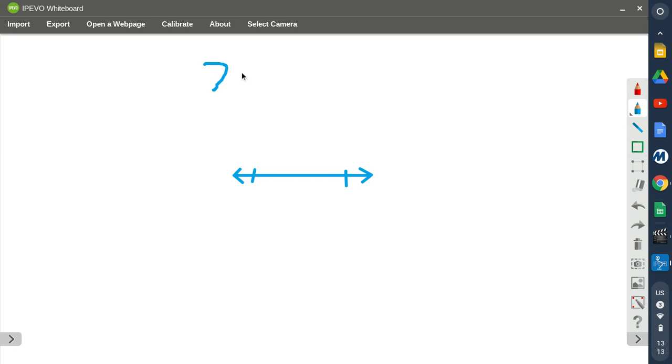So let's say 7 is smaller than or equal to x, or x is bigger than -4. You're going to graph this on your number line first. So -4 and 7. Then you graph it. We'll start with -4.